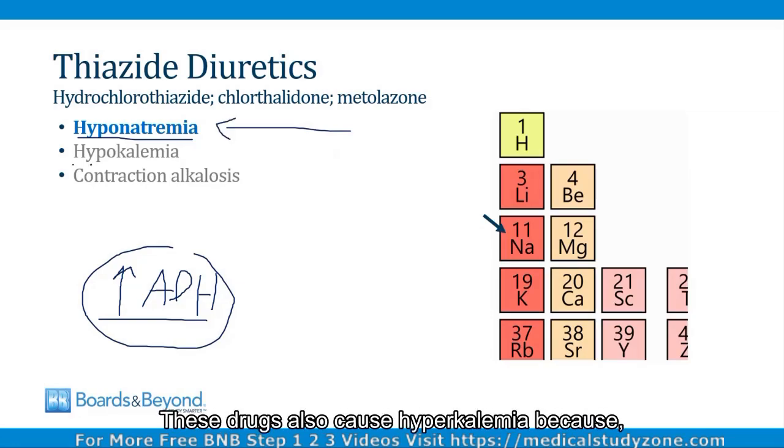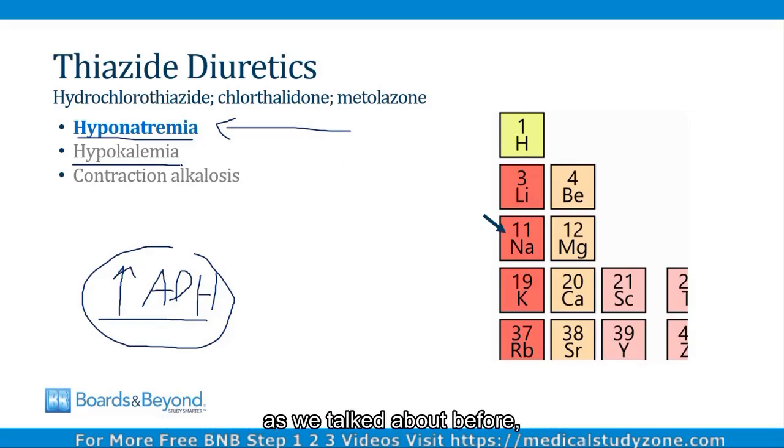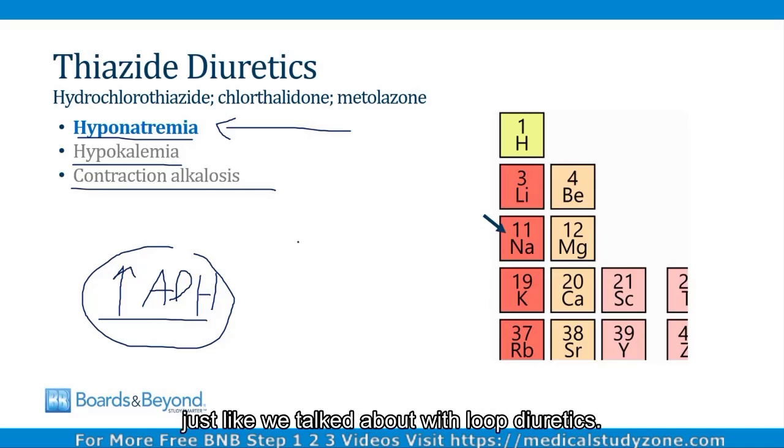These drugs also cause hypokalemia because, as we talked about before, drugs that increase flow through the nephron can always cause hypokalemia. And then finally, these drugs can cause a contraction alkalosis, just like we talked about with loop diuretics.